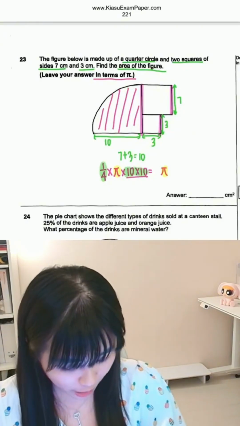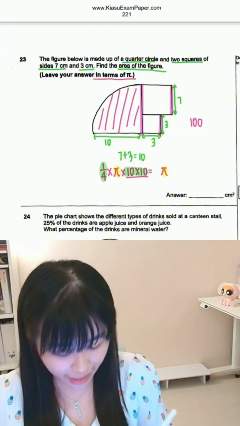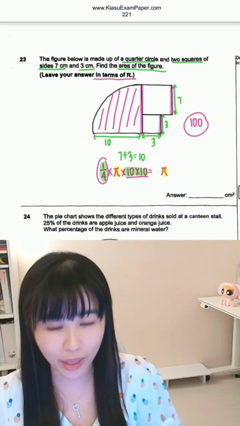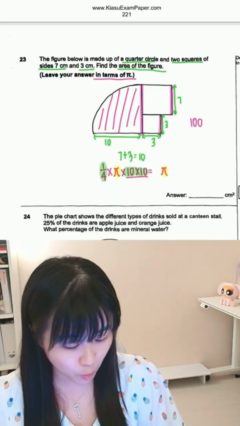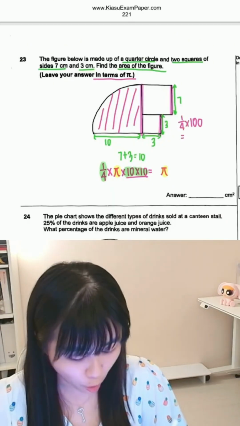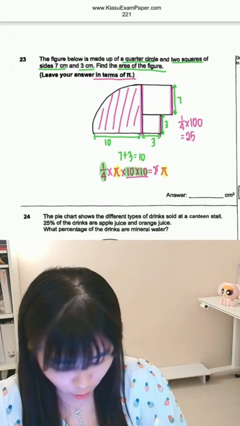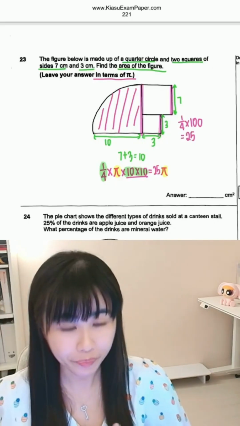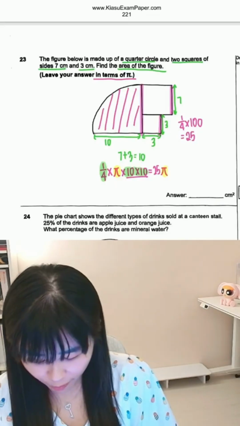10 times 10 is 100, right? Then you take the 1/4 times the 100, it will be easier. 1/4 times 100 is the same as 100 divided by 4, which is 25. So here you should get 25 pi. Then the rest is quite easy.